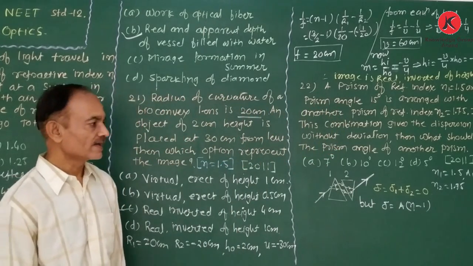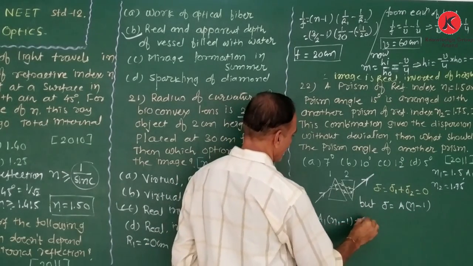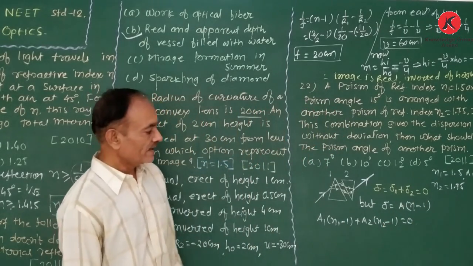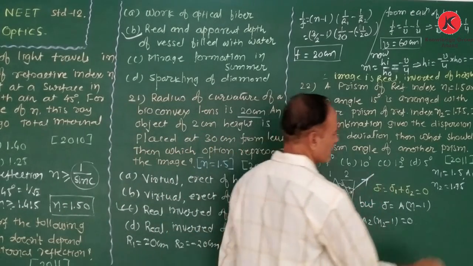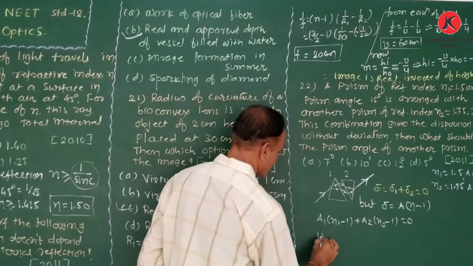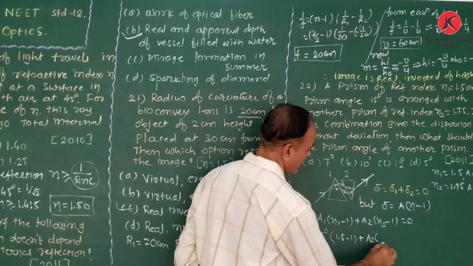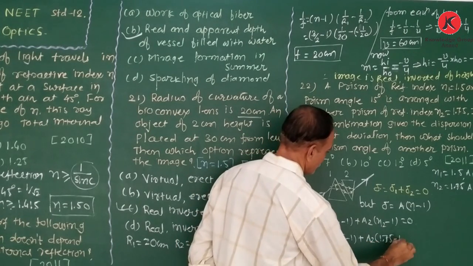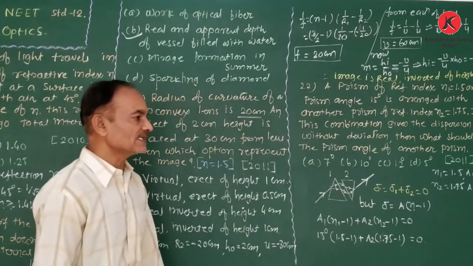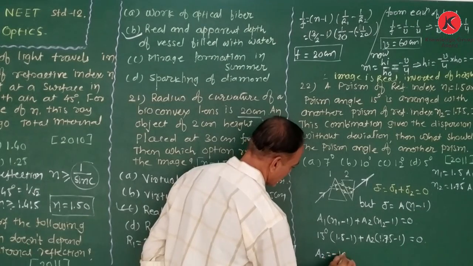Substitute here the value of delta 1, delta 2. Therefore, A1 into n1 minus 1 plus A2 into n2 minus 1 is equal to 0. Now listen. A1, n1, n2, three values are given. We have to find out the prism angle for second prism. Therefore, A1 is equal to 15 degrees, n1 is 1.5, minus 1, plus A2, we have to find out, 1.75 minus 1 is equal to 0. Simplifying this equation, we get the value of A2. A2 is equal to minus 10 degrees.